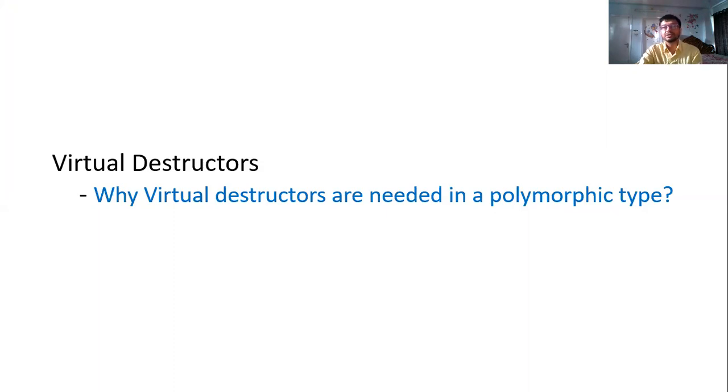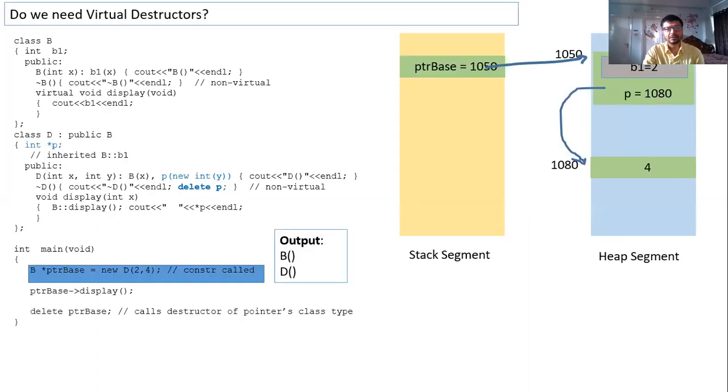But when it comes to destruction, there might be some unwanted, unexpected outcomes if destructors are not declared virtual. Let us see what can be the case. So we have here a very simple class without any methods other than constructor and destructor. This is the base class B, and this is the derived class D, which has been derived from the base class B.